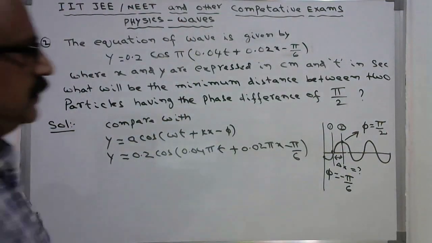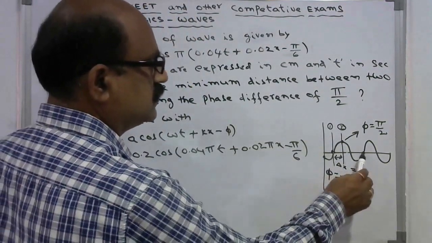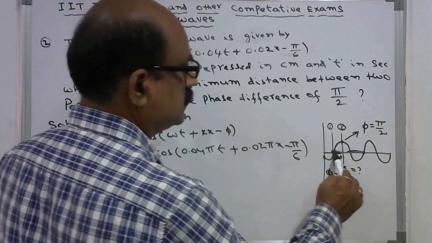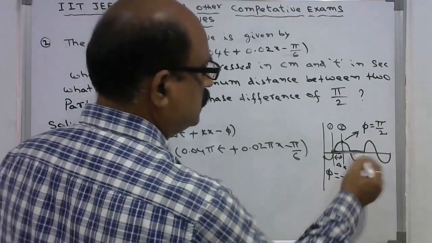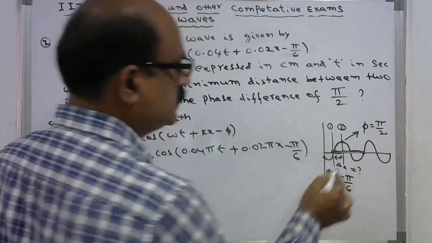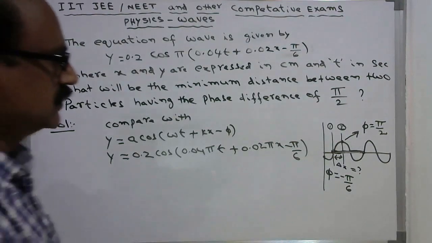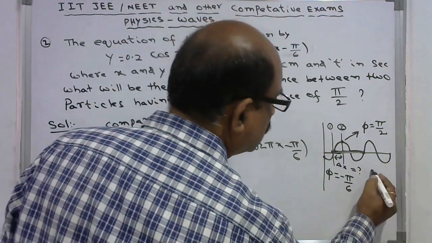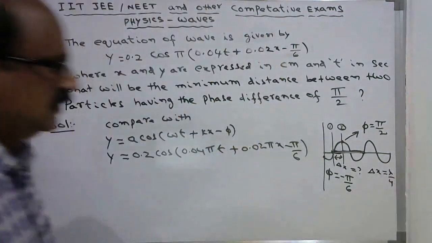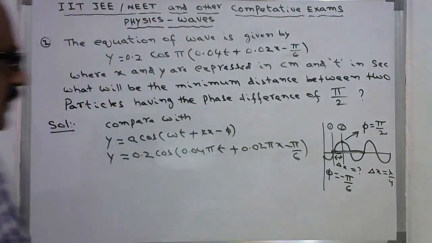If you just observe in general, if this point and this point represent a complete wave, this complete wave is lambda, and this particular part is 1/4 of that. So it becomes lambda by 4. So delta x normally becomes lambda by 4. Now let us find what is the value of lambda and what is the value of delta x from this given equation.